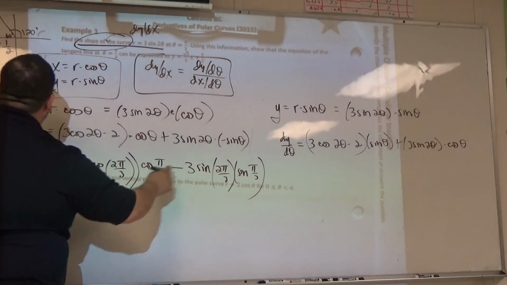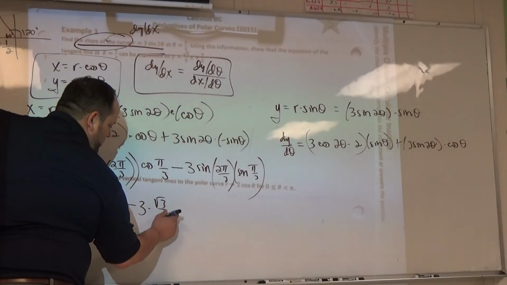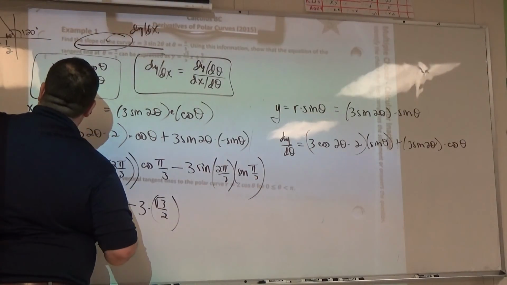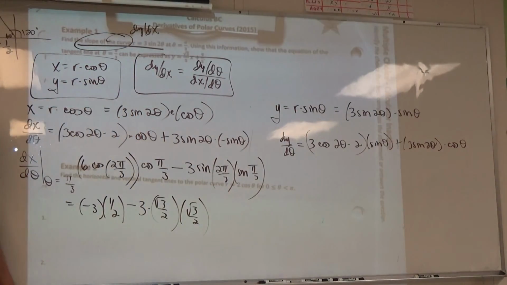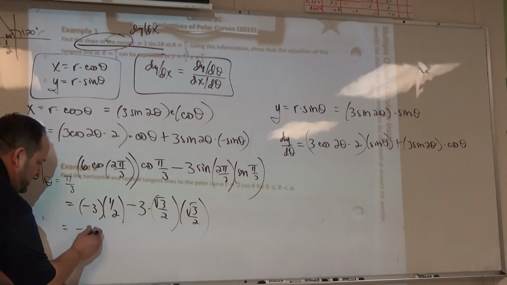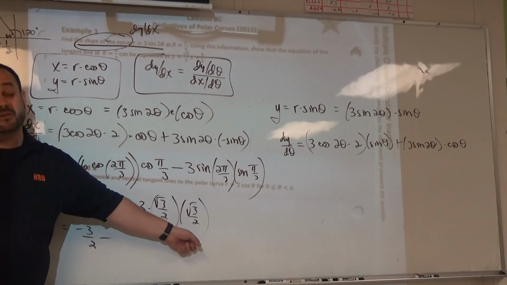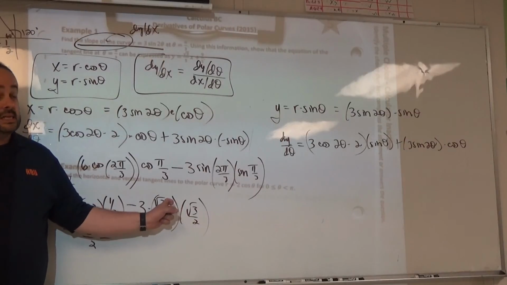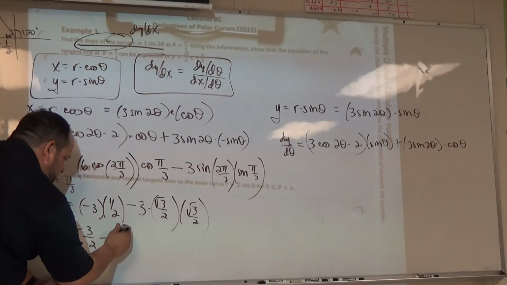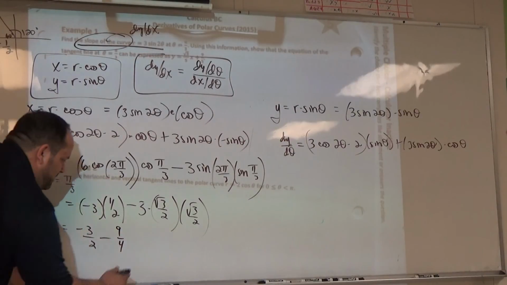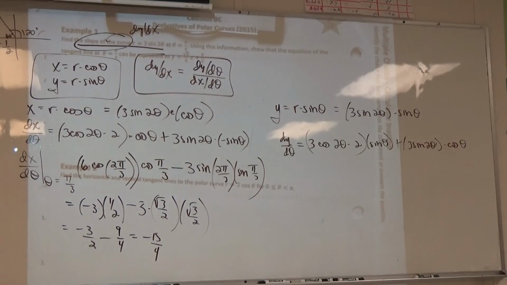Minus 3 times, I need the sine of 2 pi over 3. Square root of 3 over 2 times sine of pi over 3. Square root of 3 over 2. Gotta clean it up a little bit. Negative 3 halves minus square root of 3 over 2 times square root of 3 over 2. That is square root of 9 over 4, that's really 3 over 4. So here's like minus 9 over 4, and if you clean that up a little bit, I think you get to negative 15 over 4.